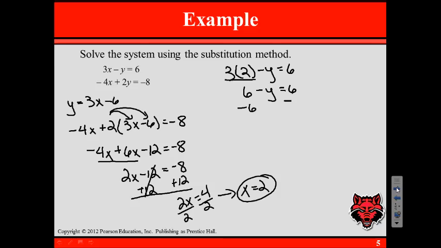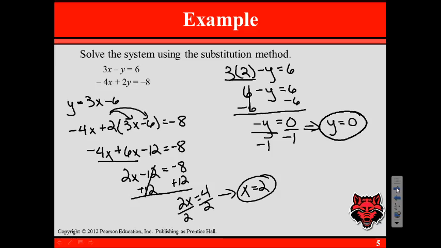Now we isolate y. So we subtract 6 from both sides, cancels on the left-hand side, and really it cancels on the right, so we put a 0 placeholder. We then divide both sides by negative 1, and we are left with y equals 0. Now your answer should always be in the form of an ordered pair, because really what this means is the point of intersection for these two linear equations is the point 2, 0.